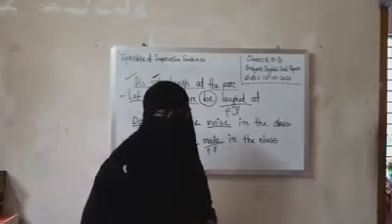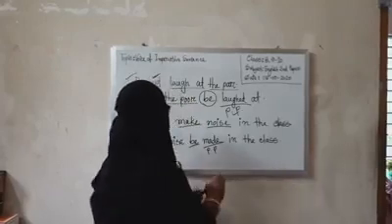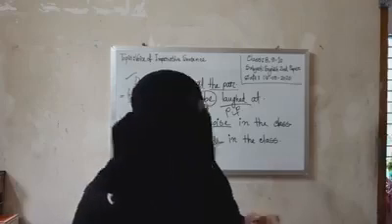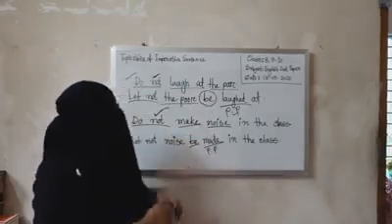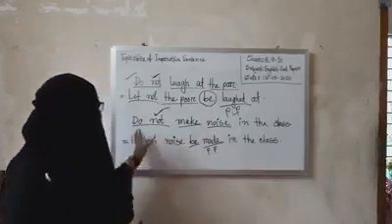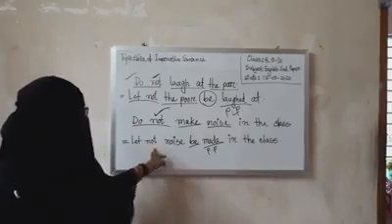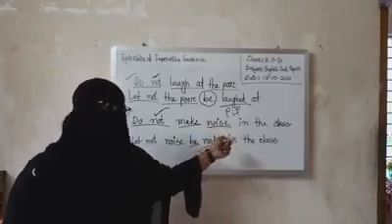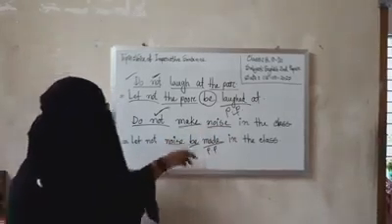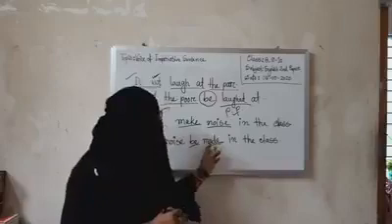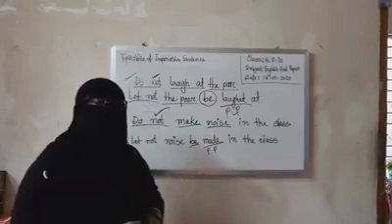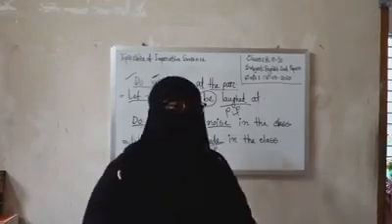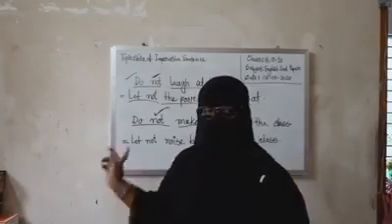This is an order. A teacher may have ordered the students. Do not make noise in the class. Firstly, we have to use "let not". Then we have to use the object of the sentence. Then we have to use "be". Then the past participle of the main verb and the extension. I wish you understand that.